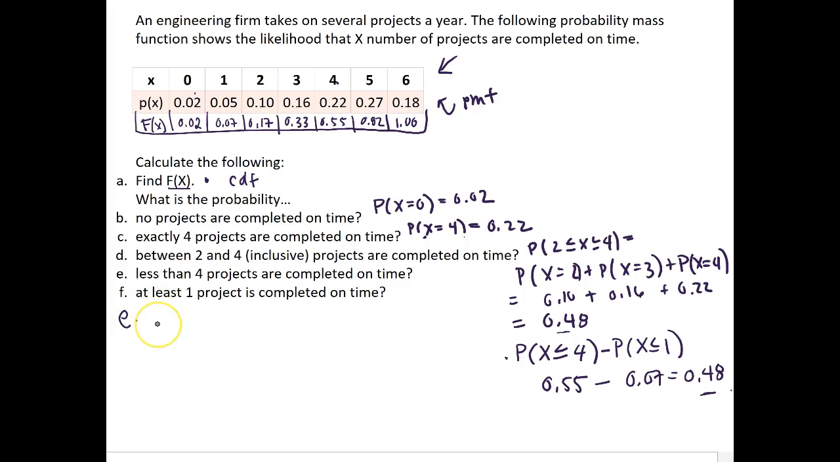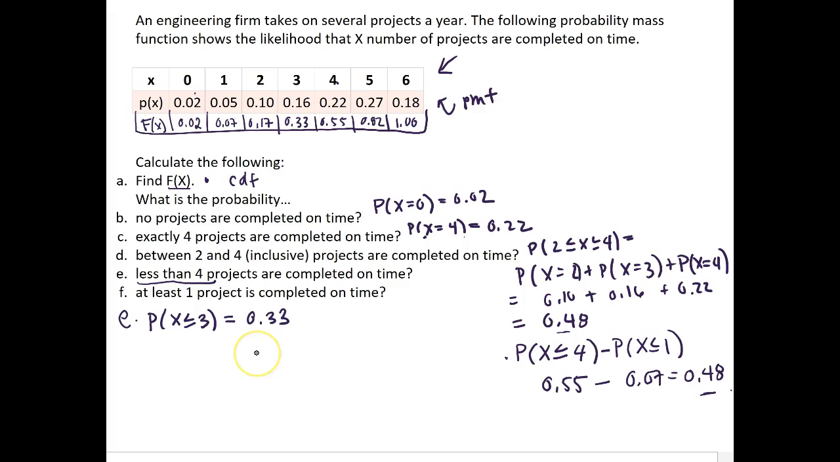Now for E, we should definitely use the CDF. For E, it asks, what is the probability less than 4 projects are completed on time? Notice this wording. It says less than 4, so that doesn't actually include 4. It means 0, 1, 2, or 3. So that is the probability that x is less than or equal to 3. We can use our CDF to find that, which is just equal to 0.33. Again, we could add up the individual probabilities for 0, 1, 2, and 3, but it would take longer than just looking at the CDF.